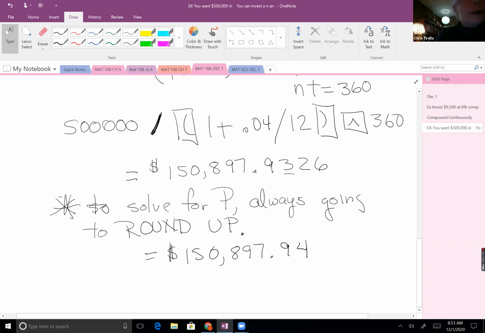And again, the reason we're always rounding up is because if we round it down, in 30 years we wouldn't have our full $500,000. We'd be short. If we round up, we might have a little bit more than that 500,000. But if we round it down, we would have less. And so when we're solving for the principal, we're always going to round up. So does everybody have a spare $150,897.94 that they can throw in the bank and let stew for 30 years?